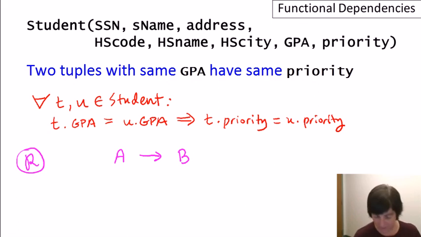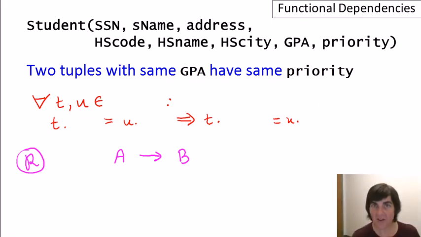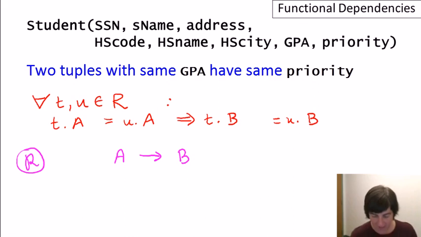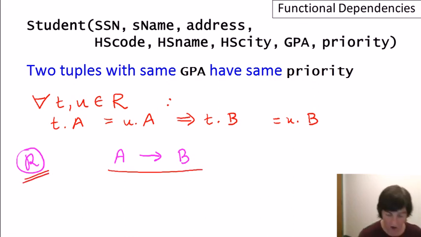And then we'll also need to modify our definition. So you can see I've erased the specific attributes and relation, and I'll just say for every T and U in our relation R, if T.A equals U.A, then T.B equals U.B, and that's the definition of the functional dependency A determines B for a relation R.